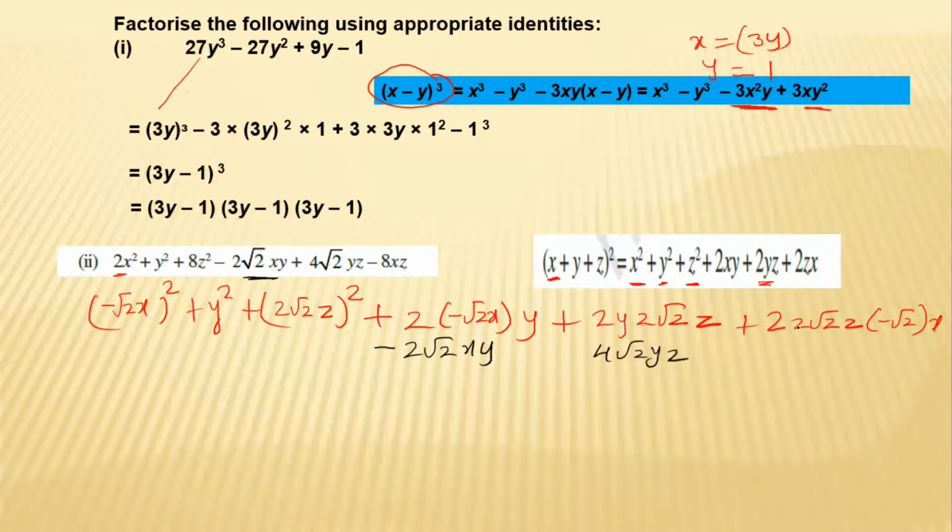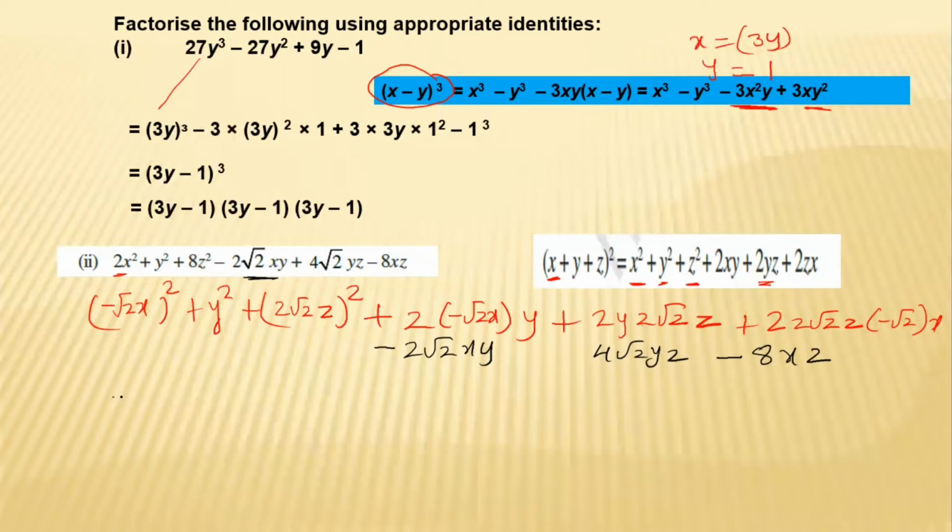And this is 2 2s are 4, and root 2 into root 2 is 2. So 4 into 2 is 8. So yes, this is, and plus into minus is minus. So this is minus 8xl, right? So we got this in the form of, this is the expansion of what? This is the expansion of x plus y plus z the whole square.